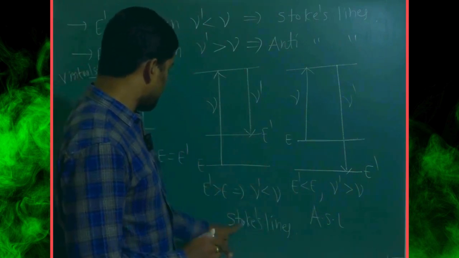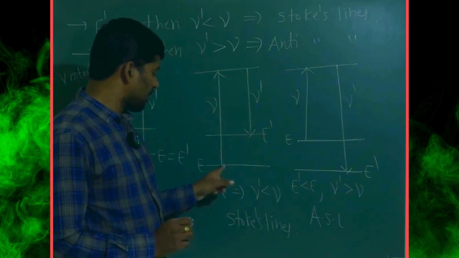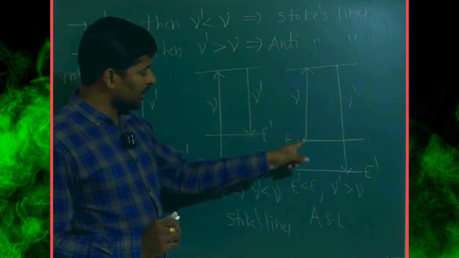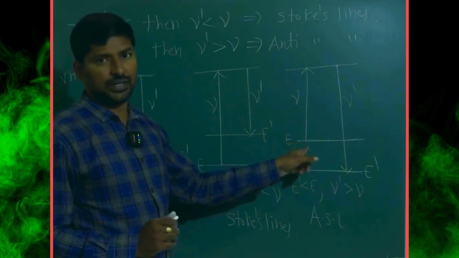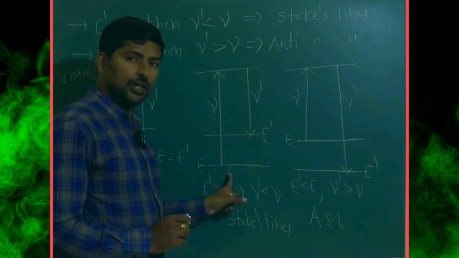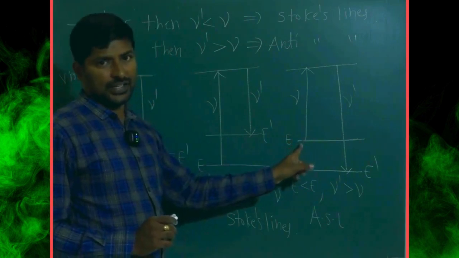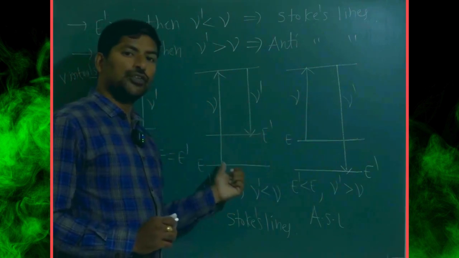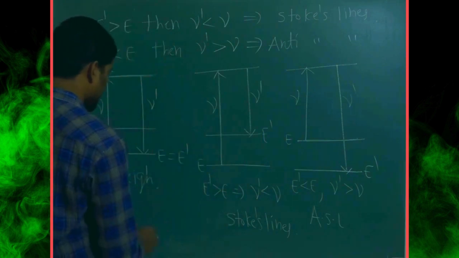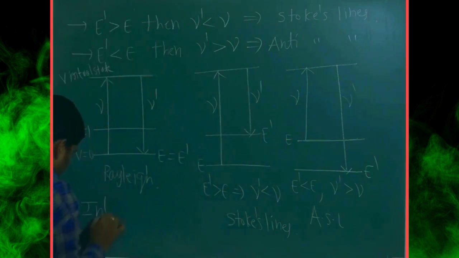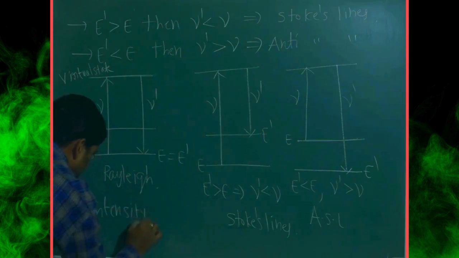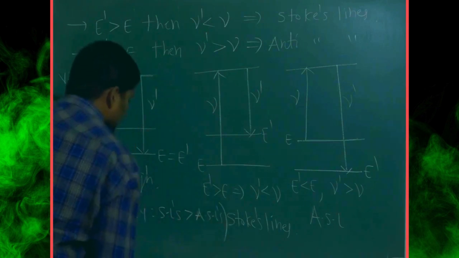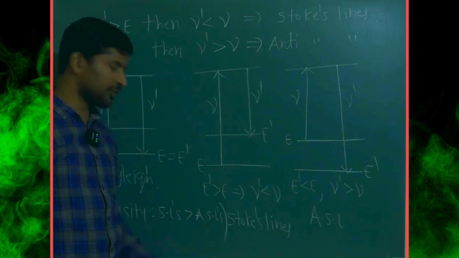Now what about the intensity of Stokes lines and anti-Stokes lines? Generally, Stokes lines are observed when the transitions occur from a lower energy level, but for anti-Stokes lines the transitions occur from a higher energy level. The population in the lower energy level is high compared to the higher energy level. So the probability for anti-Stokes lines is small compared to Stokes lines. Generally the intensity of Stokes lines is more compared to anti-Stokes lines.